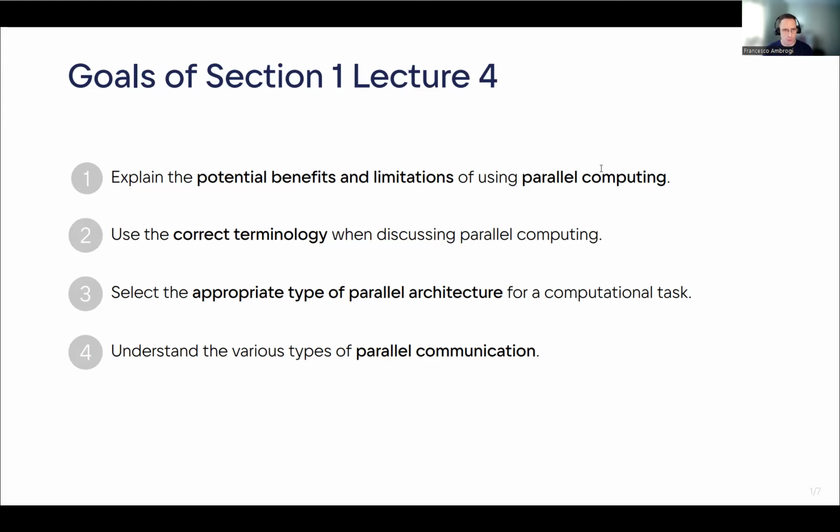So the goals are to explain the potential benefits and even limitations of using parallel computing, use the correct terminology when referring to parallel computing, and also select the appropriate type of parallel architecture to carry out the computational task. Finally, we will describe the various types of communication in parallel computing. So let's dive into it.